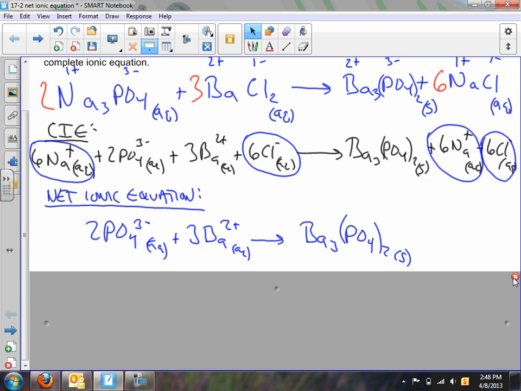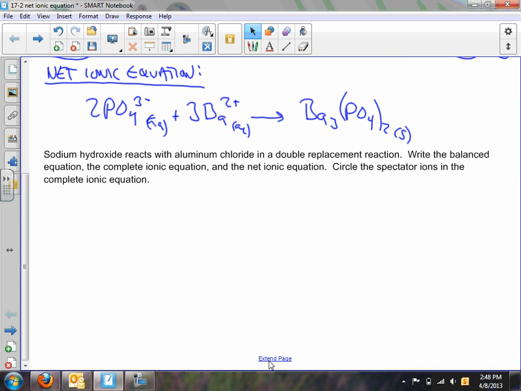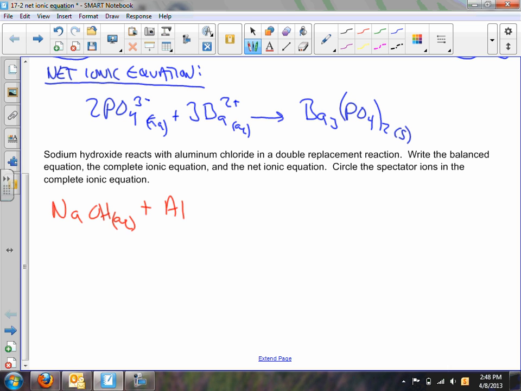I'll let you try one more here. Sodium hydroxide, aqueous, reacts with aluminum chloride. Don't forget to cross your charges. This must produce sodium chloride, and that is aqueous by rule number 1 and or 3, and aluminum hydroxide, 3 plus 1 minus, and according to rule number 10, aluminum hydroxide is the solid.